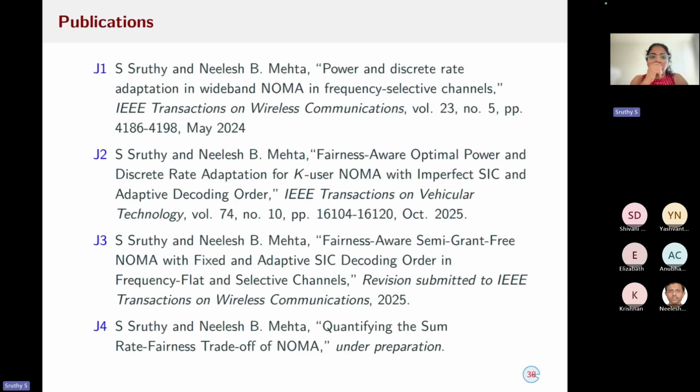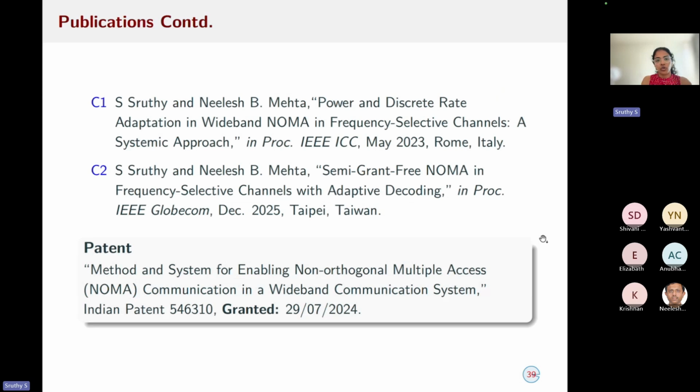And looking into our publications, we published our first work in TWC, and the second one we got a paper in TVT, and the third one we have submitted the revision to TWC, and the fourth one is under preparation. We have two conferences, one in ICC, one in Globecom, and we also have a patent which is based on wideband NOMA systems, our first work.